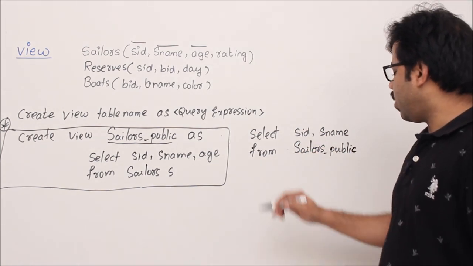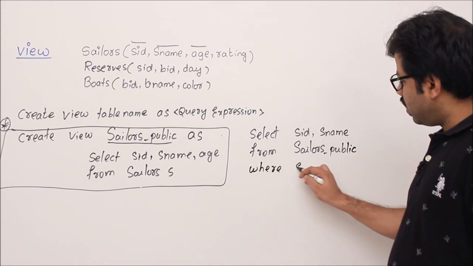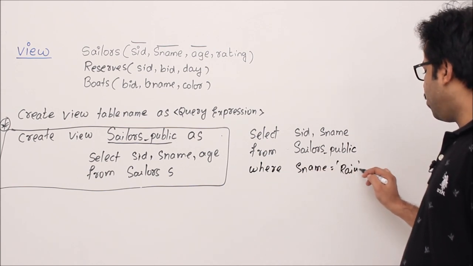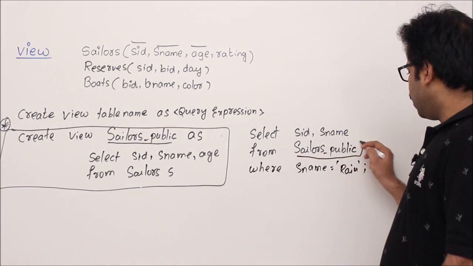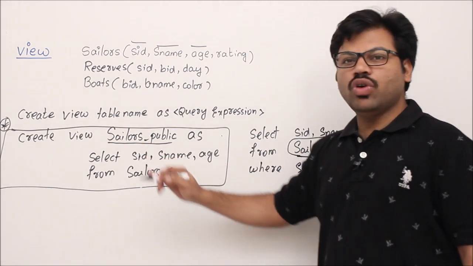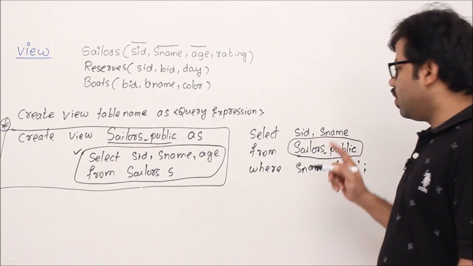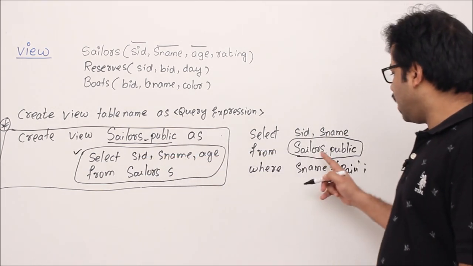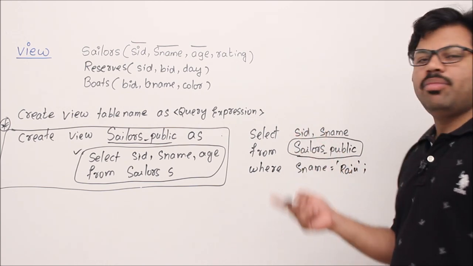Select SID, SNAME from sailors public where, let's say, SNAME equal to Raju. If I do that, whenever you write sailors public, since your DBMS knows that this is a view, it will go to this view and this query will be executed at this time. So this query will be executed and the result will be taken, and that result will be treated as a table here, and from that SID, SNAME will be printed.